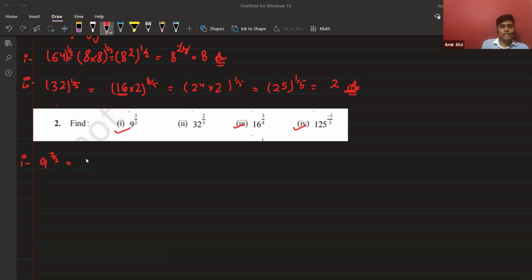Can you write 9 as 3 to the power 2? Yes. And this will be basically 3 by 2 is the whole power. Now Simrat, tell me, will they get multiplied, yes or no? Yes. So 3 by 2 into 2. These two will cancel out this 2. So basically you get 3 to the power 3, which is equal to 27.